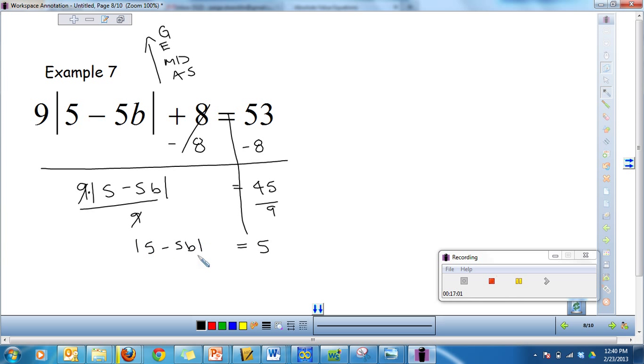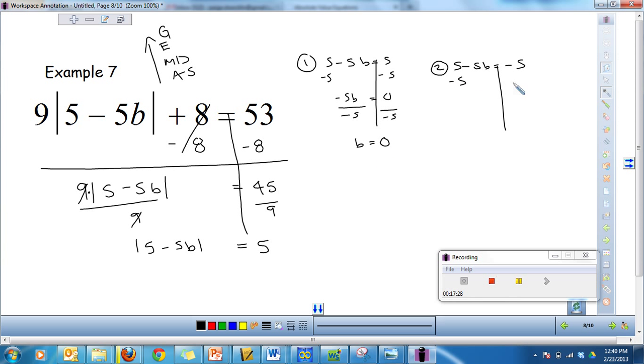Now that my bars are isolated, I can do two solutions. My first will be 5 minus 5b equals 5. And my second will be 5 minus 5b equals negative 5. I'm going to go ahead and solve. Subtract 5 from both sides. Negative 5b equals 0. Divide both sides by negative 5. So b equals 0. Second one, I'm going to subtract 5 from both sides. So negative 5b equals negative 10. Divide both sides by negative 5. So b is going to be equal to 2.